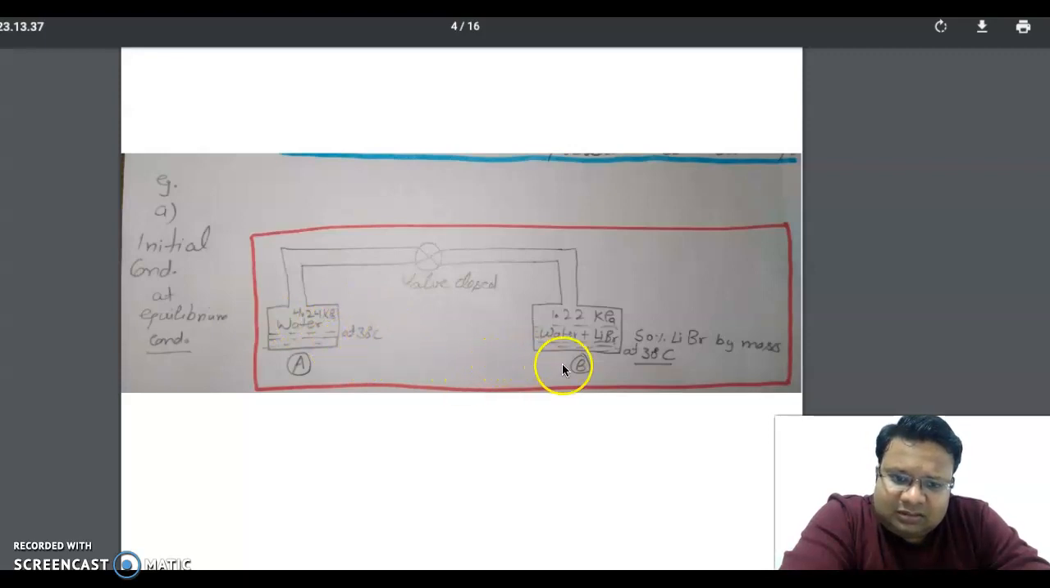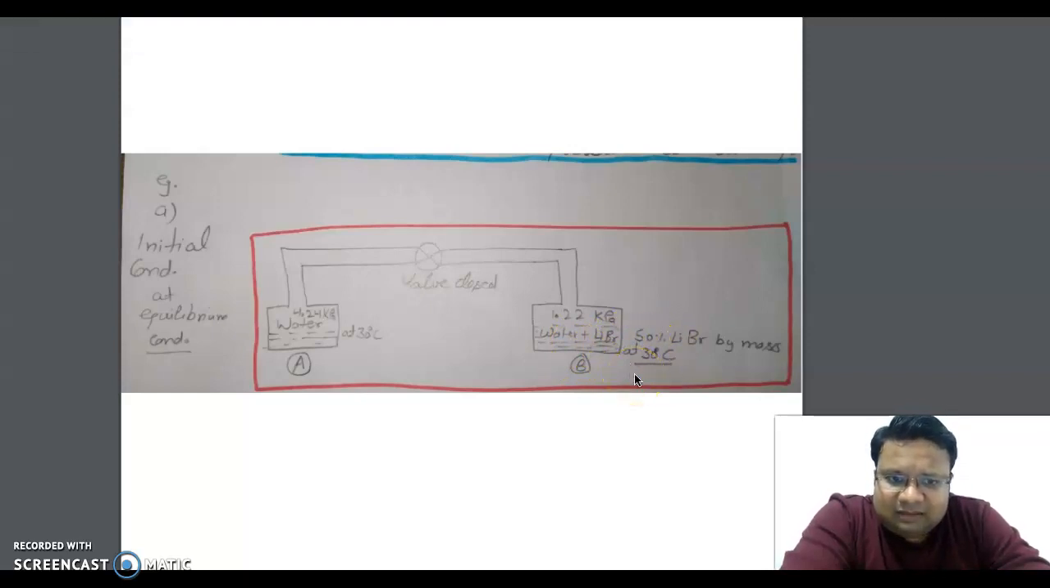Now in reservoir B, which contains a solution of water and lithium bromide at 30 degrees Celsius, we have a table also. In that table we can find the saturation pressure of this mixture, which is 50% lithium bromide along with water at 30 degrees Celsius. It has a vapor pressure of 1.22 kilopascal at this condition, 30 degrees Celsius, of this mixture.